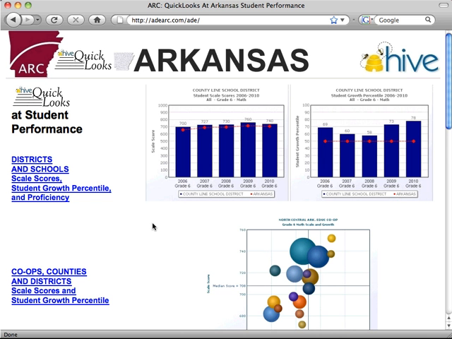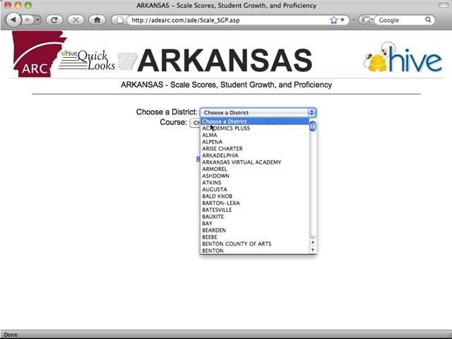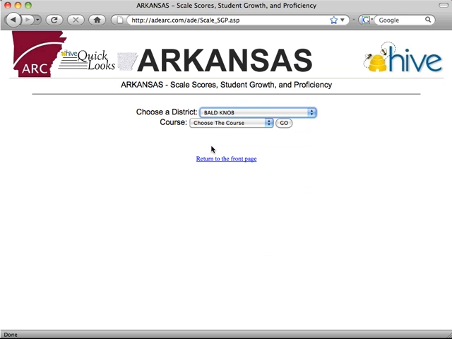First, let's compare the students in one district to all Arkansas students. In Quick Looks, I'm going to click on the District and Schools, Scale Scores, Student Growth Percentile, and Proficiency link at the top left of the page. Then I'm going to choose Bald Knob as the district and 5th grade math as the course.